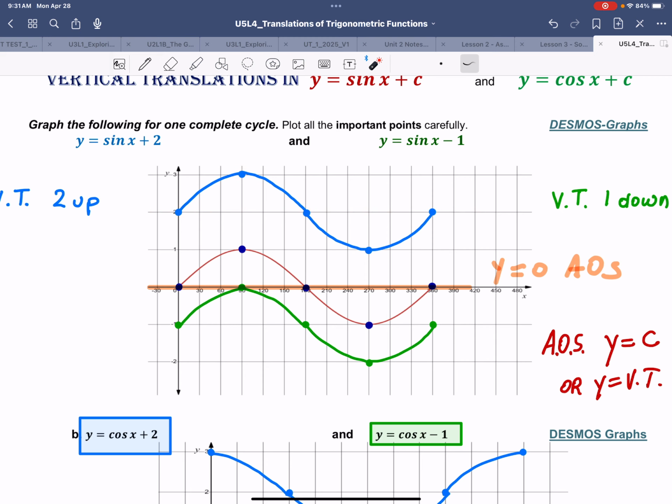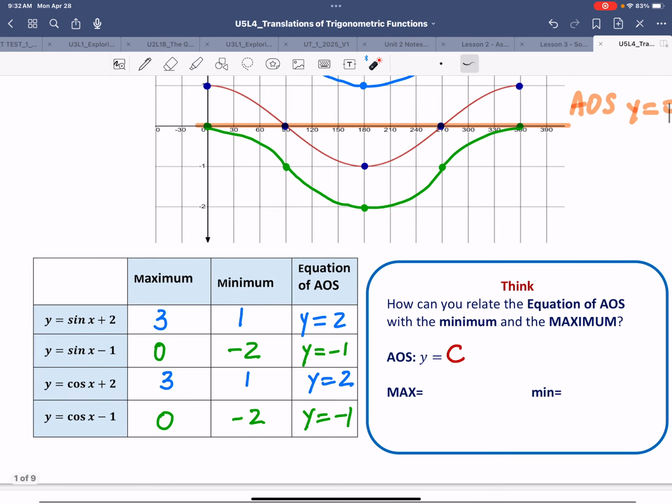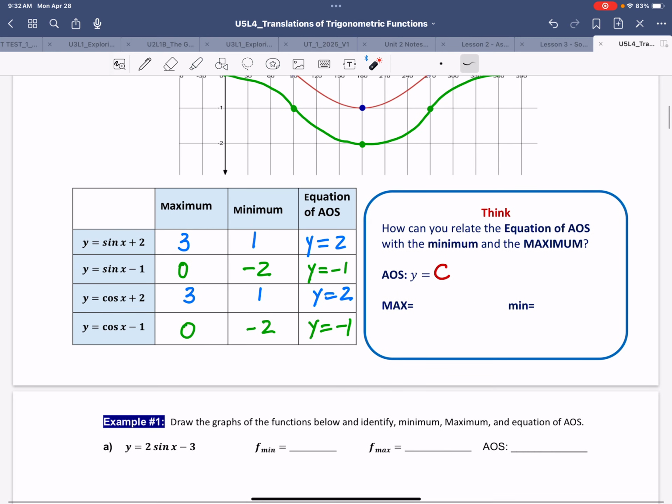So in general, we're going to say that the maximum is going to be equal to wherever the axis of symmetry is, and then you add the amplitude. So this is the axis of symmetry at C. You add the amplitude, you hit the maximum. This is the axis of symmetry, right? So you subtract the amplitude, you hit the minimum. So I hope that this makes sense, and I'm going to write now the equation.